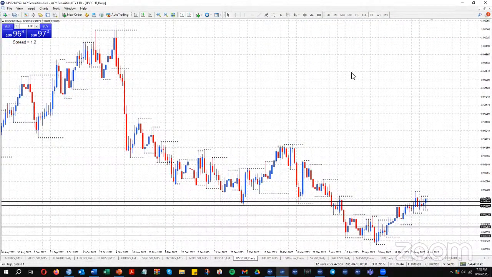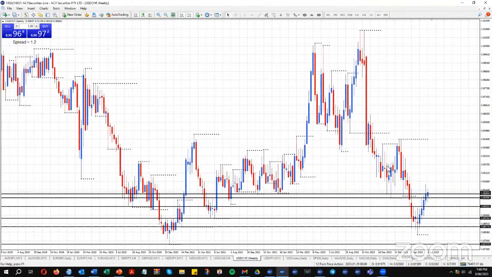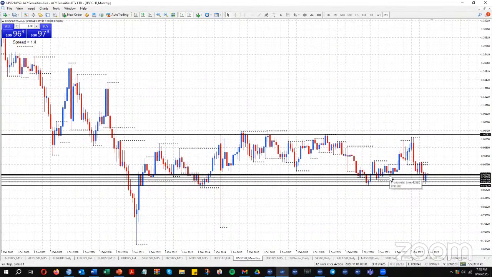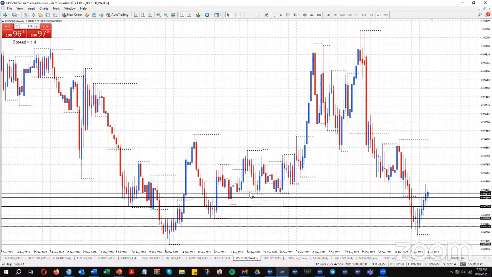Slow going, but what I am noticing, this is a monthly low here, beat the weekly chart, go to the monthly chart, it's this low in here. We're back above that level. Nice reversal last month. But on the weekly chart, there's lots of lows here that we're trying to move above.